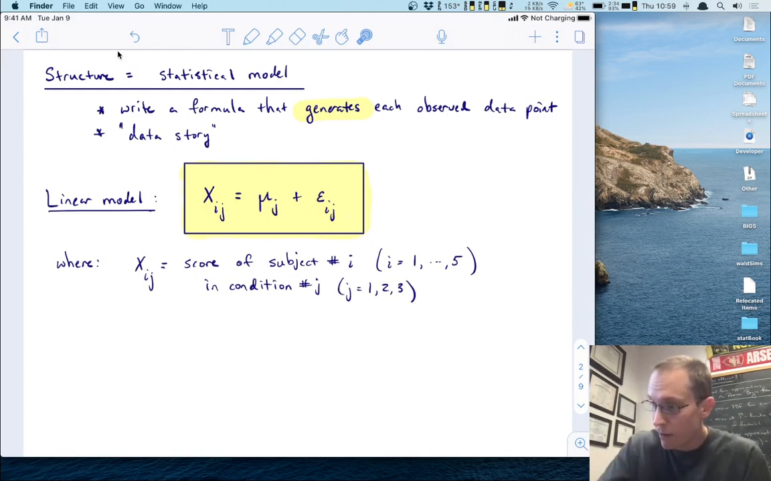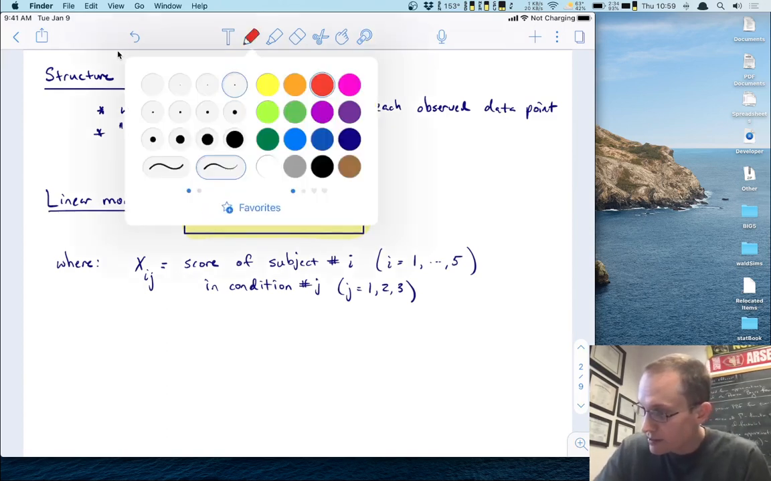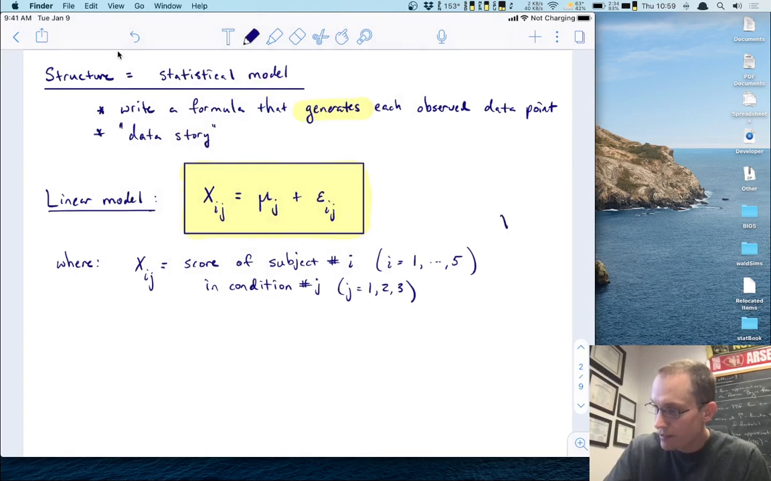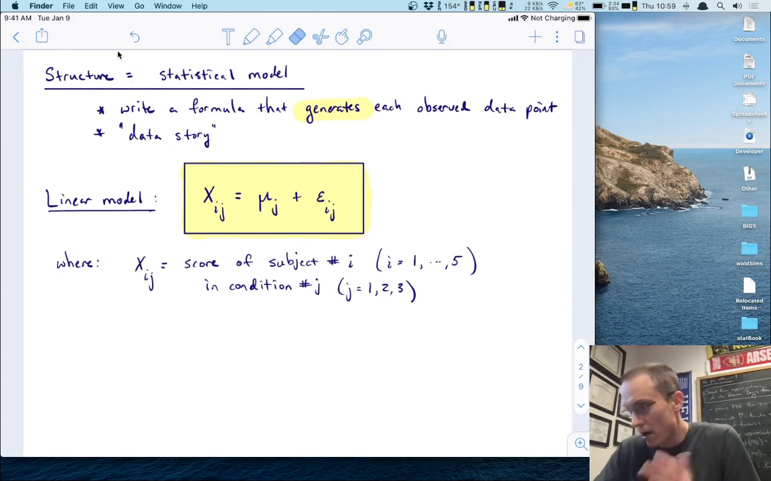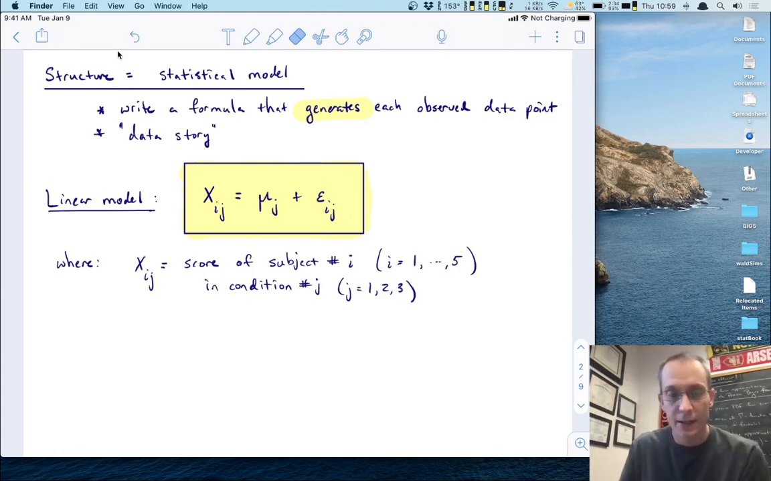For example, if we wrote down x sub 1,3, that would mean the first subject, i equals 1, in the third condition, keyboard 3. And then we would also do x 2,3, x 3,3, etc. And we're not really ever going to write these down, but in the abstract, that's what this notation represents.